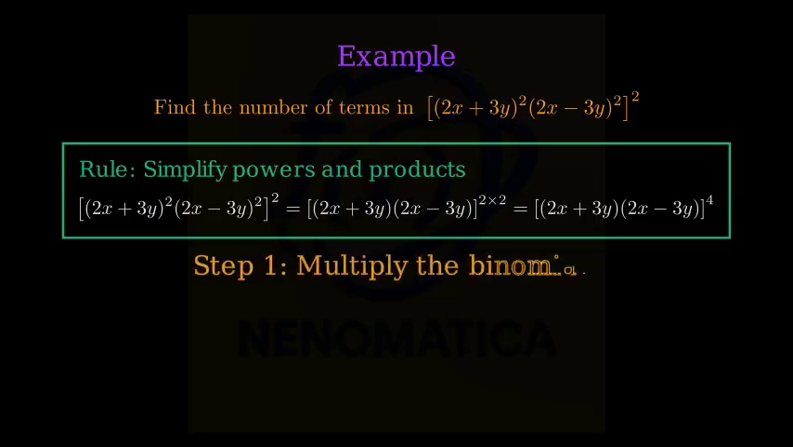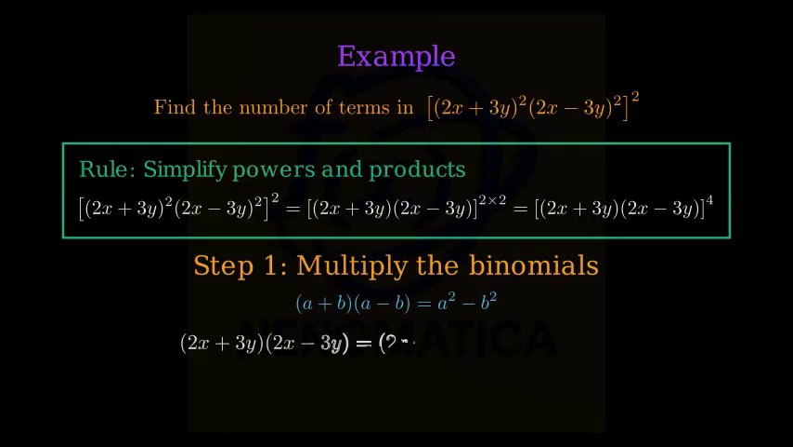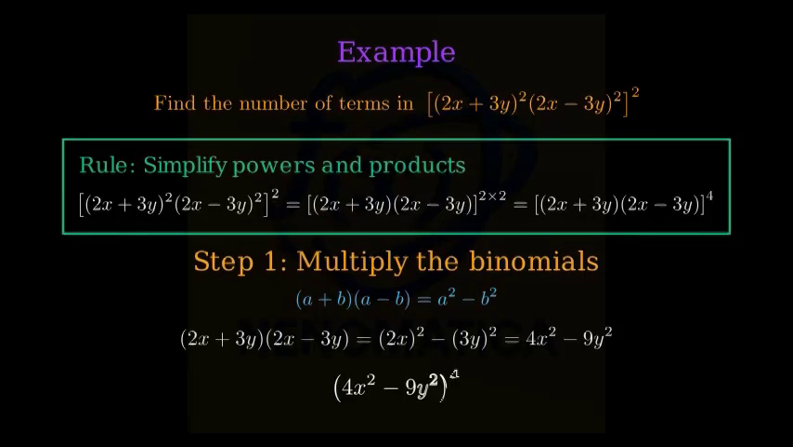Step 1. Multiply the binomials inside. Notice this is a classic difference of squares pattern. So (2x + 3y) times (2x - 3y) equals (2x)^2 minus (3y)^2. That simplifies to 4x squared minus 9y squared. Step 2. Rewrite the entire expression using that result. We get (4x^2 - 9y^2)^4.